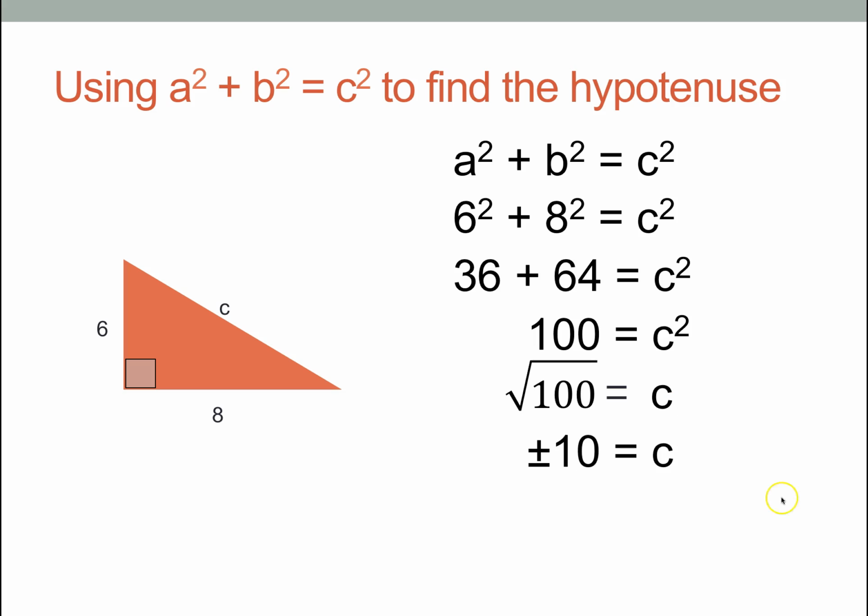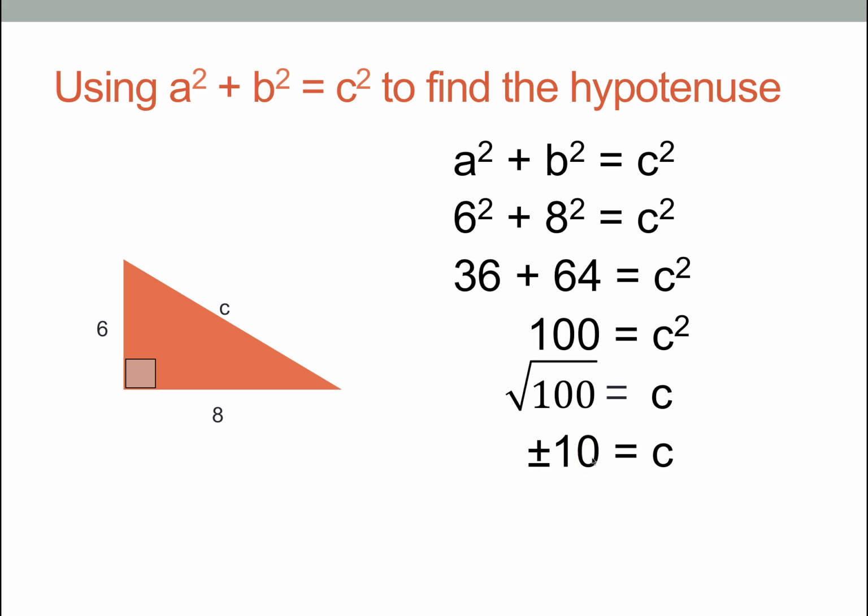Well, the answer is either plus 10 or minus 10, and we might not have seen this before. This means plus or minus a number. Because if you remember, if I multiply a positive times a positive, I get a positive, so 10 times 10 is 100, but also negative 10 times negative 10 is also 100, because multiplying a negative times a negative is a positive as well. So the answer is plus or minus 10.